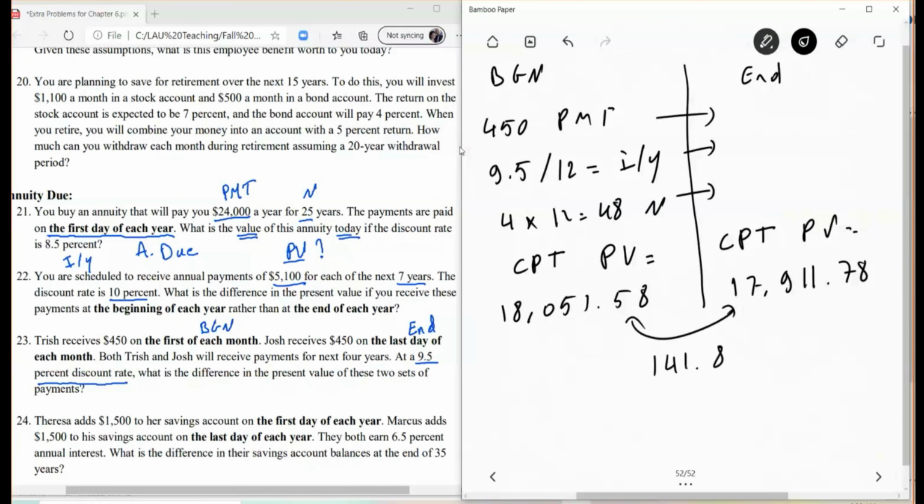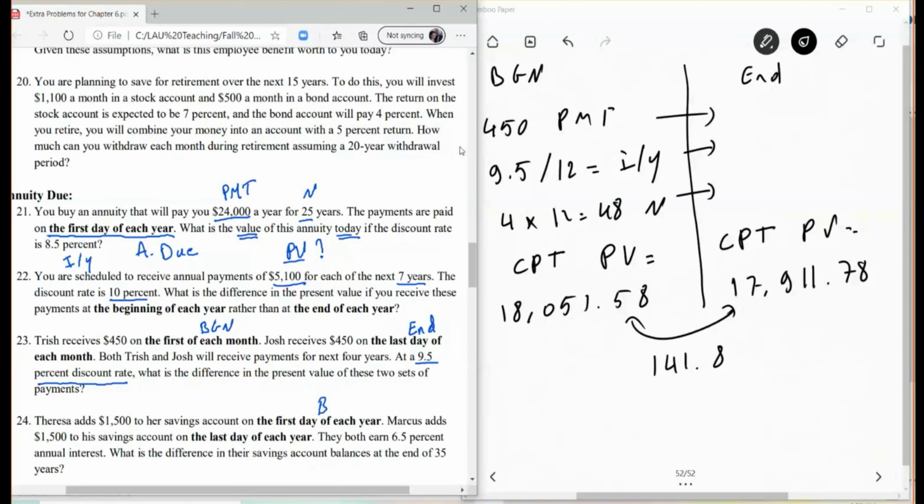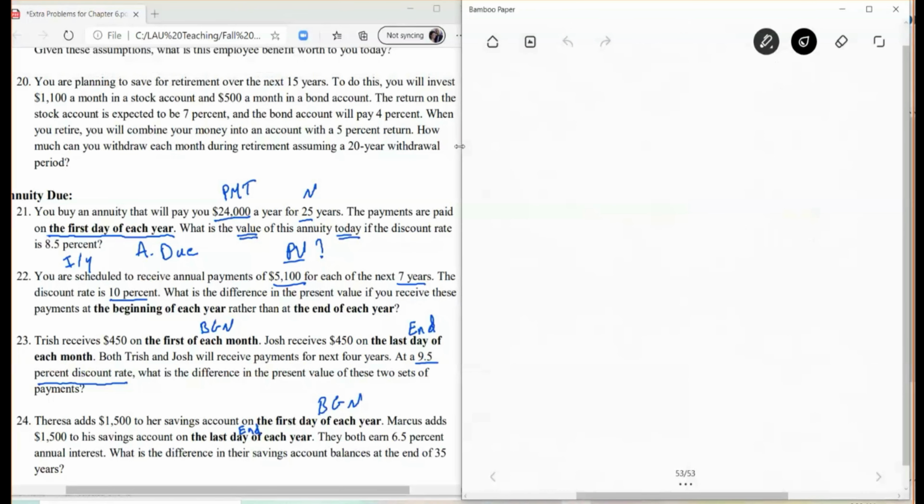Now problem number 24. Teresa adds $1,500 to her savings account on the first day of each year. So this is begin. Marcus adds $1,500 to his savings account on the last day of each year. This is the end mode. They earn 6.5%. What is the difference in their savings account balances at the end of 35 years?